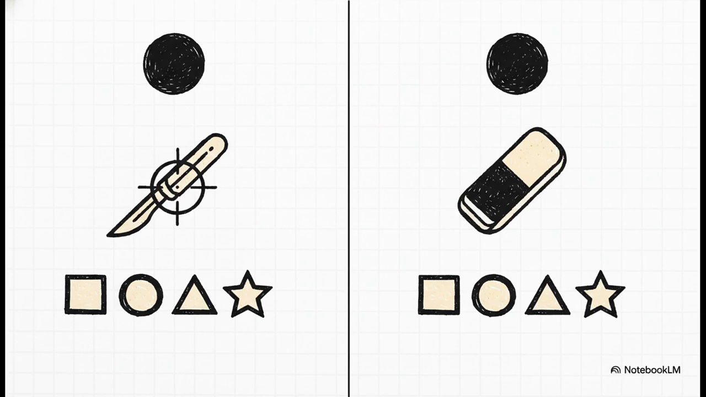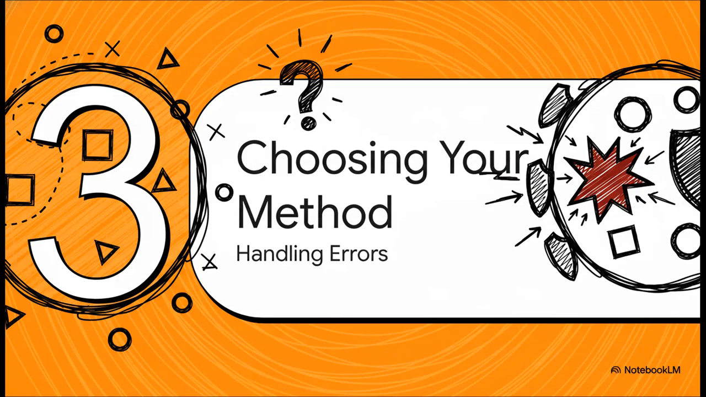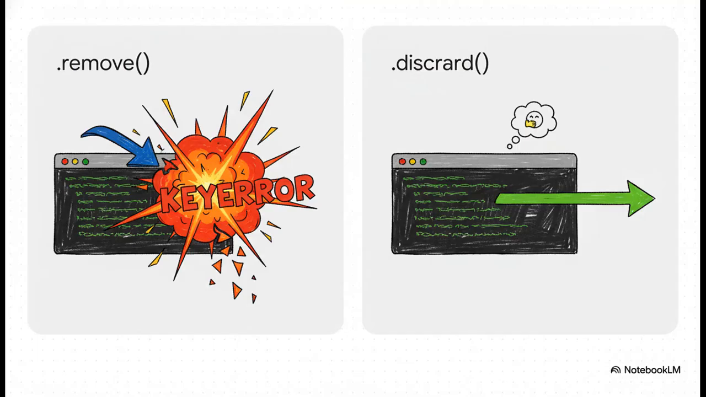Now, at first glance, you'd think they're identical. It also takes an element you want to get rid of. But, and this is a big but, there is one absolutely critical difference. And this, right here, is the aha moment, seriously. Getting the difference between remove and discard is what will make your code so much more robust. It all comes down to how they behave when things go wrong. Let's break it down. Look at the table.